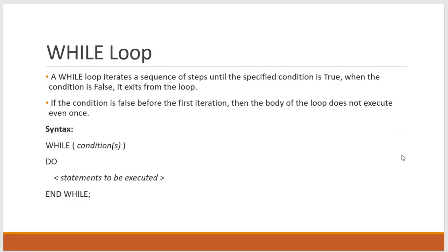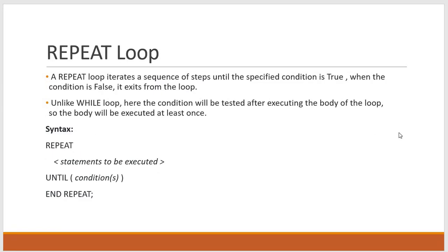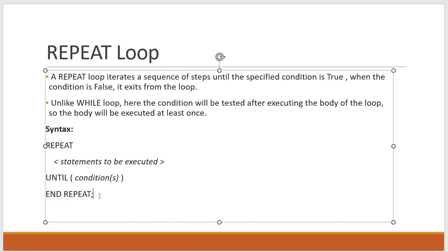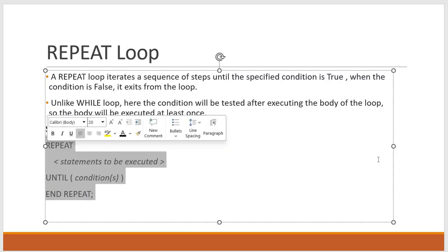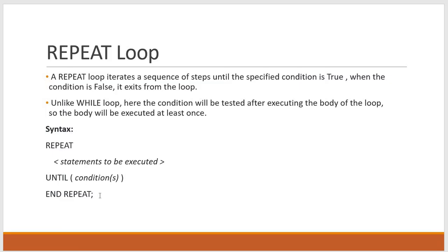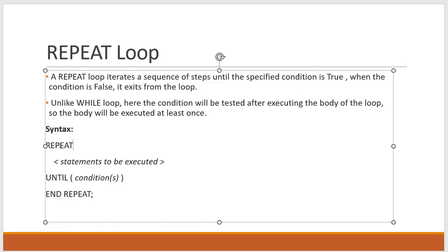The repeat loop is the opposite of this while loop. A repeat loop iterates a sequence of steps until the specified condition is true. When the condition is false, it exits from the loop. If you see the syntax, the definition is the same for while loop and repeat loop, but how it works is different. In a repeat loop, we check the condition at the end. This is the syntax: repeat, list of statements, until the condition, end repeat.